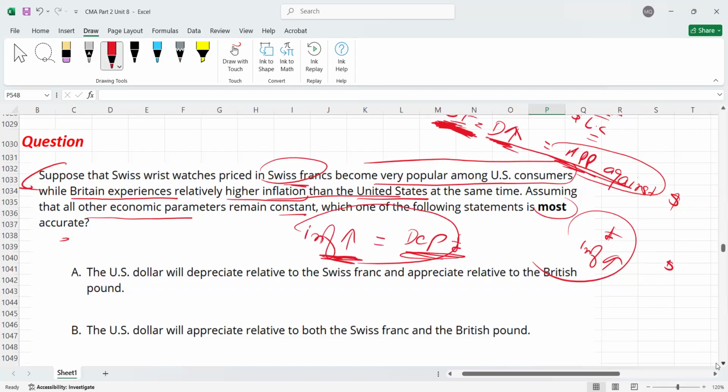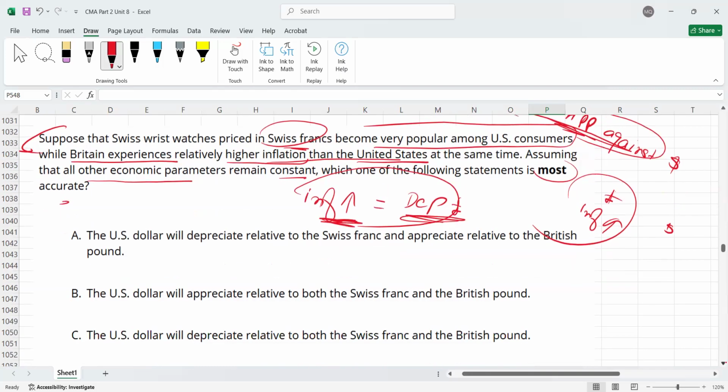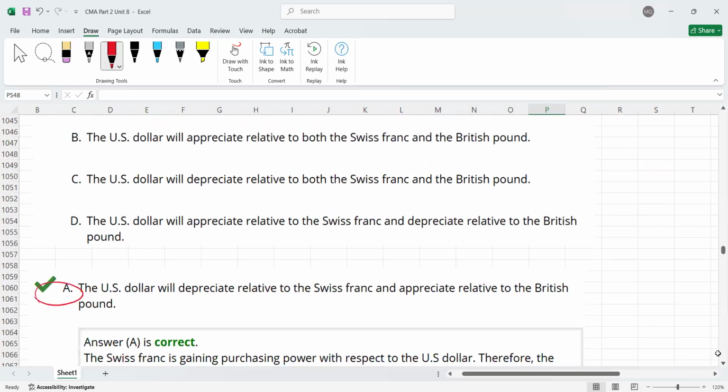Here we have to check where this option is written. The US dollar will depreciate relative to the Swiss franc. Yes, true, because the Swiss franc will appreciate against the dollar. It's the same thing, right? Second, the US dollar appreciates relative to the British pound. Yes, because the British pound will depreciate, which means the US dollar will appreciate. So this is the correct answer, and we don't need to go through the others. Understood, guys? This is how the question will be tested.